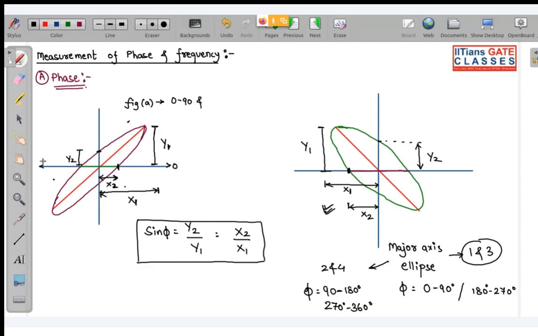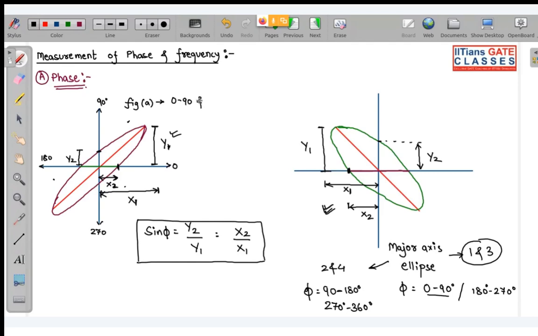You have written for the first and third quadrant 180 to 270, and in the fourth quadrant you have written 270 to 360. Have I written something else? No, sir, I have written the correct thing. Major axis, if it is in the first and third quadrant, then 0 to 90 degree. But the phase for 270 to 360 was again on the first and third. What I am not getting.